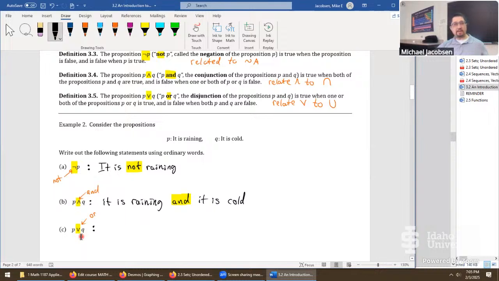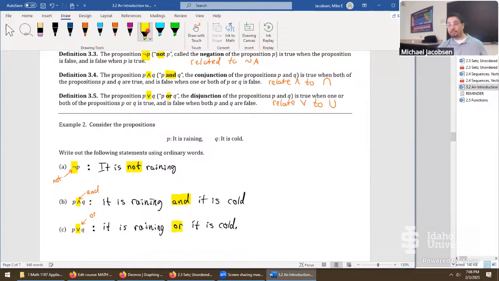So for this one, P or Q, really it's the same statement. We're just throwing an or in the mix. We'll say, it is raining or it is cold.